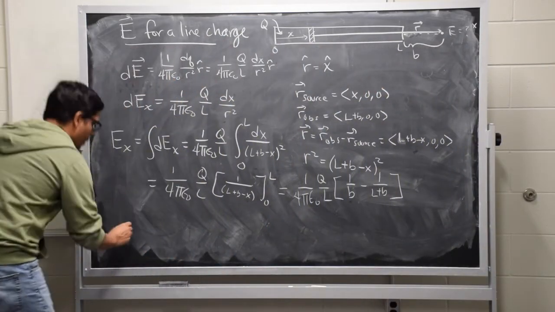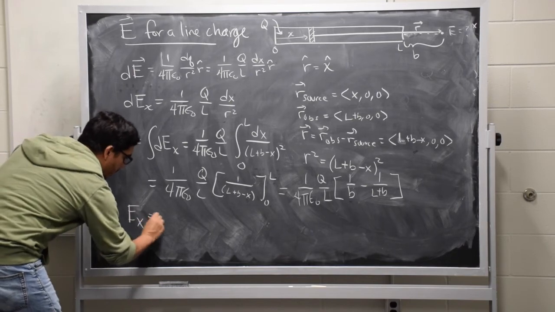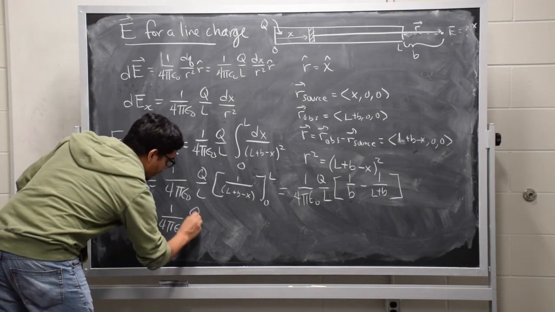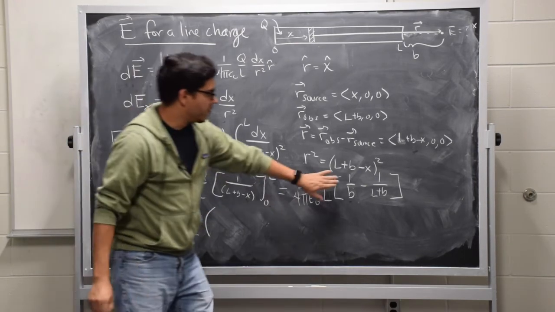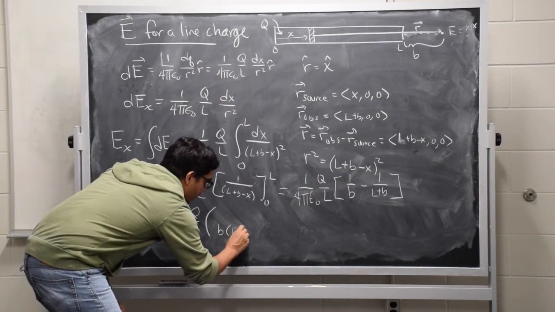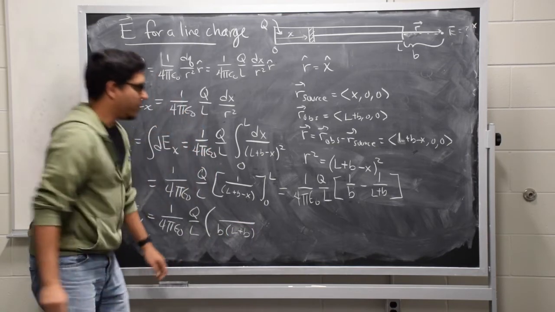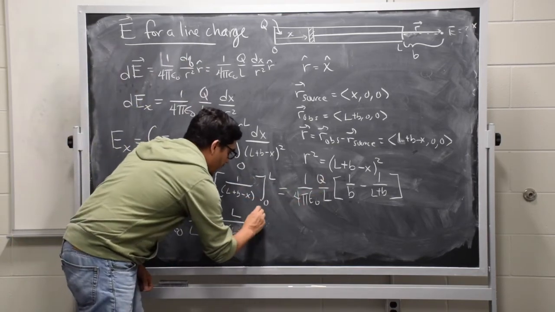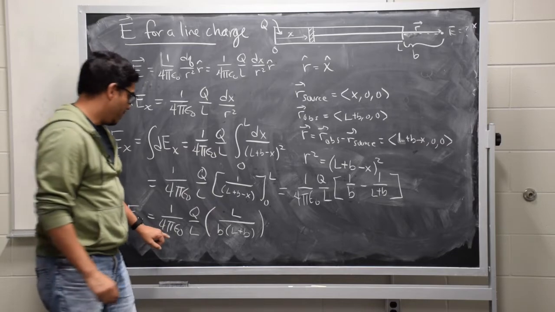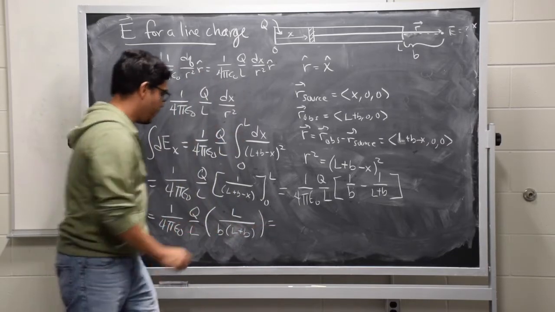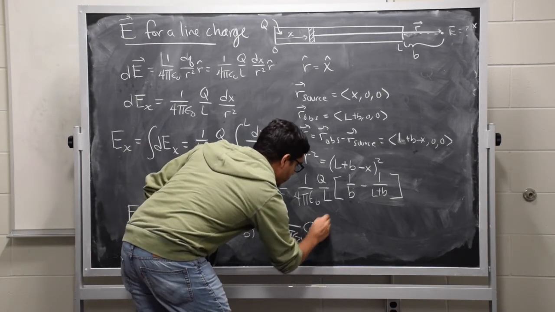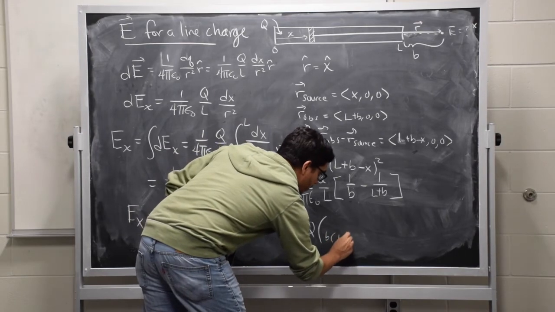One way to do that is to put these over a common denominator. What we have is 1 over 4 pi epsilon 0, q over L. I'll multiply this one by (L plus b) and this one by b to put them over a common denominator, so they're both over b times (L plus b), which is a positive quantity. What we end up with is L on top, because L plus b minus b gives you just L. Now these two L's cancel, and we end up with something simpler: 1 over 4 pi epsilon naught, Q over the quantity b times (L plus b).